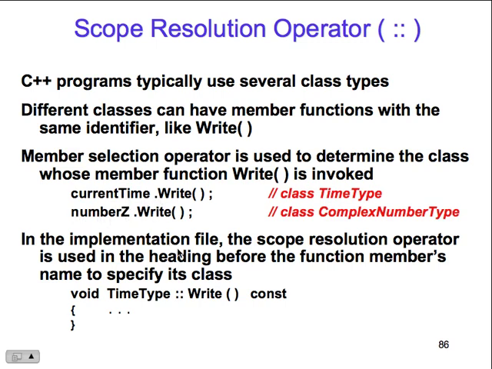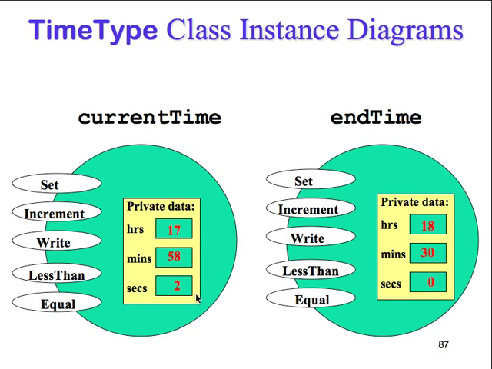And then in the implementation file, the scope resolution operator is used in the header before the function name to specify which class it's from. So in time type scope resolution, right? Because we can go all the way through the hierarchy and overwrite from different class levels, different methods that are inside of each one of the different classes using the scope resolution operator. So it comes in handy for a lot of different things in terms of overriding methods.